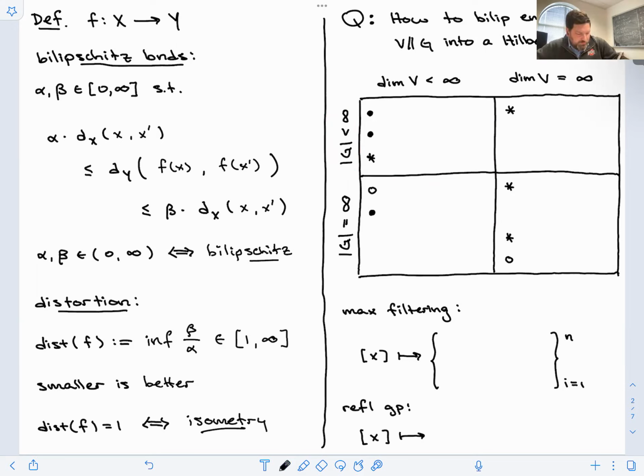So one thing that we know is that whenever your group is finite and you're dealing with a finite dimensional Hilbert space, max filtering is going to deliver a Bilipschitz embedding. You need the dimension to be sufficiently big for this to work, but there does exist a dimension for which it does work. And what max filtering does is it maps your bracket X to the following.